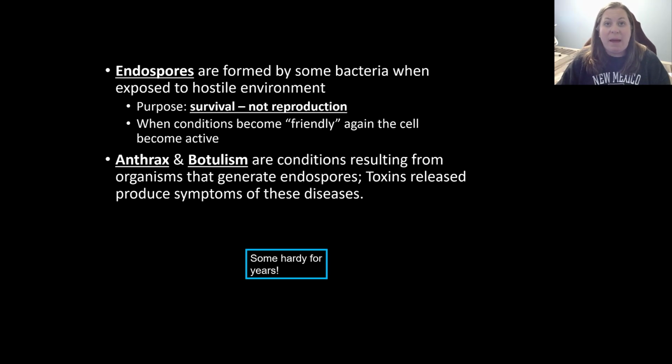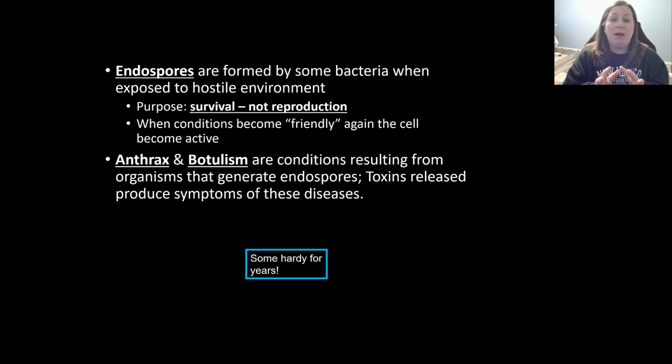Now, another thing that these bacteria could have to help them survive are called endospores. Endospores are formed by some bacteria when the environment becomes unfavorable or hostile, where normally it would kill the bacteria, but what the bacteria does is it encases itself in this kind of cocoon, and it waits. Okay, it doesn't grow, it just goes into a dormant stage, and it can do this for years until conditions are better. The purpose of this is for survival and not reproduction.